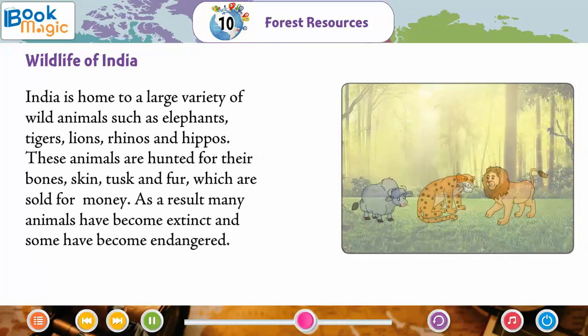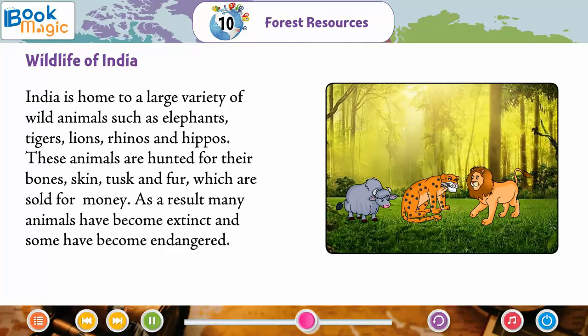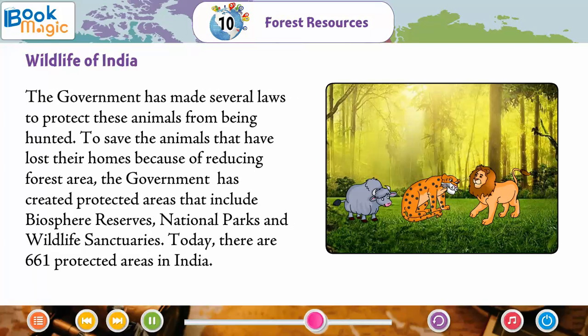Wildlife of India. India is home to a large variety of wild animals such as elephants, tigers, lions, rhinos, and hippos. These animals are hunted for their bones, skin, tusk, and fur, which are sold for money. As a result, many animals have become extinct and some have become endangered. The government has made several laws to protect these animals from being hunted. To save the animals that have lost their homes because of reducing forest area, the government has created protected areas that include biosphere reserves, national parks and wildlife sanctuaries. Today there are 661 protected areas in India.